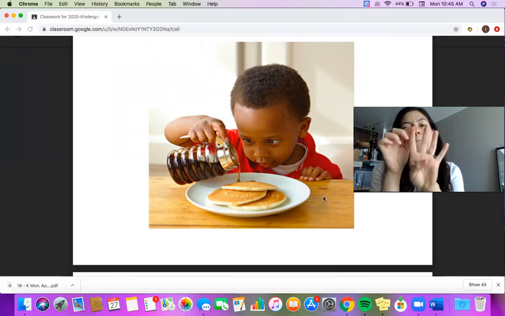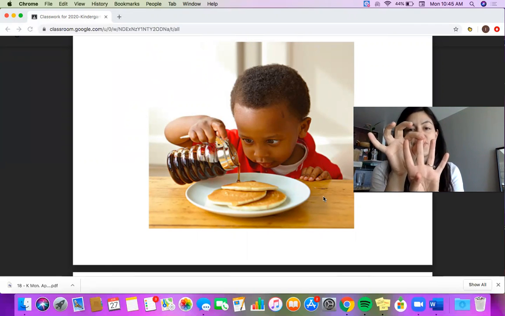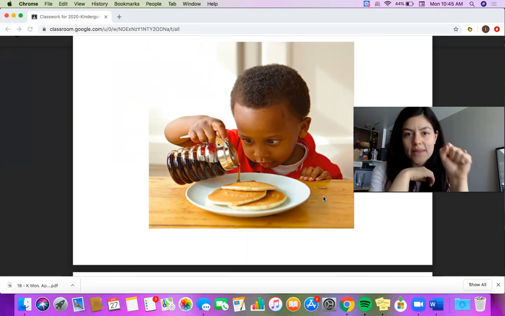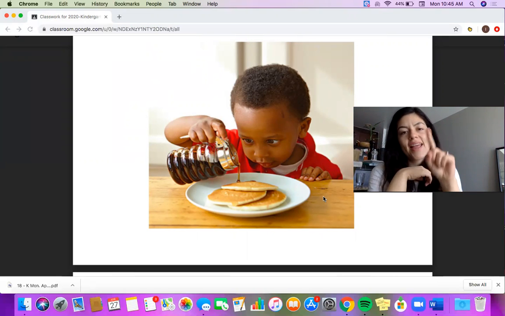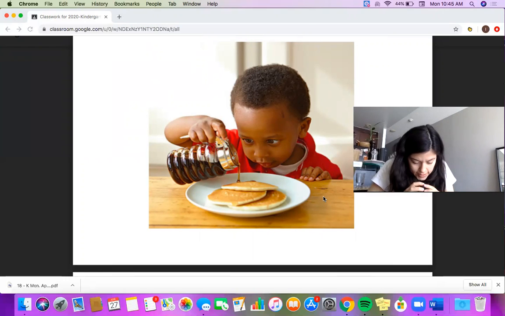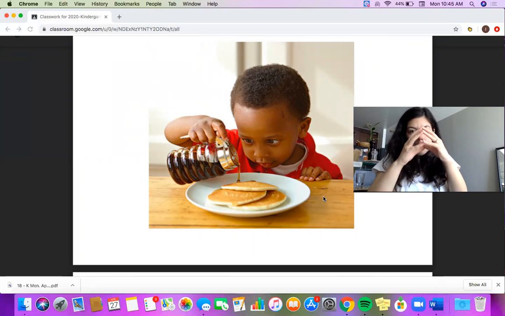That's right, there's morning, afternoon, evening, and night. Let's say them again. Morning, afternoon, evening, and night. And if you remember from yesterday's lesson, morning is when the sun is still rising. It starts off hidden, but little by little, it's going up, up, up.